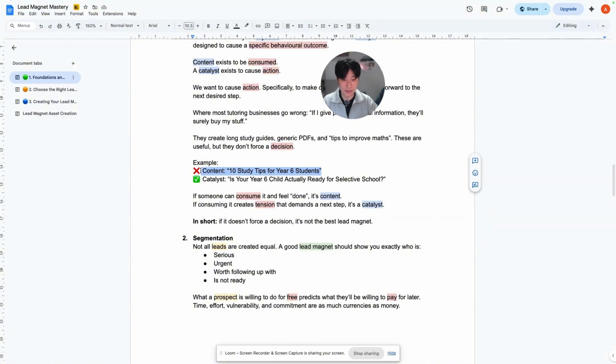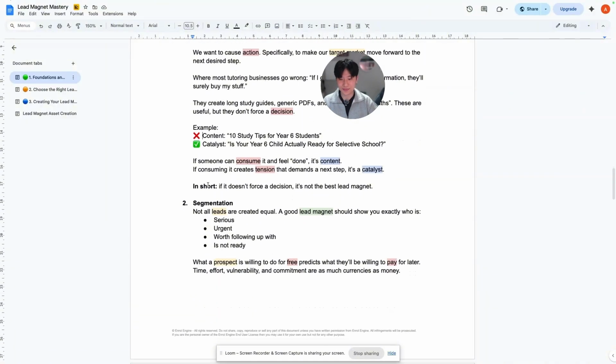Now, content lead magnet forms, they can work. They can work over time and they will bring brand awareness. They'll probably work much better than not having one at all, for sure. But what we want is good lead magnets, and actually the best lead magnets, which are catalysts.